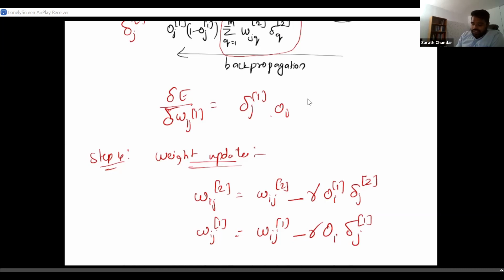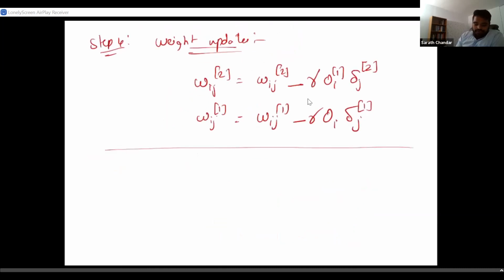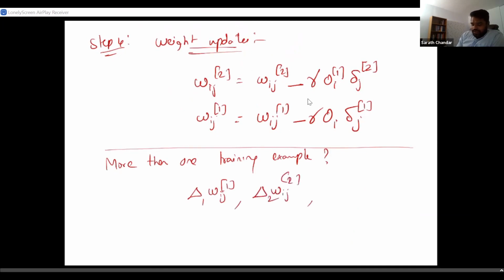So far our discussion was just based on one example, right? What if we have more than one training example? When you have more than one training example, you would compute the gradient for wij of 1 with respect to the first example, you'll compute it with respect to the second example, you'll compute it with respect to the pth example, right? So then the final gradient del wij of 1 is given by the sum of all these things, del 1 plus del 2 plus del p.